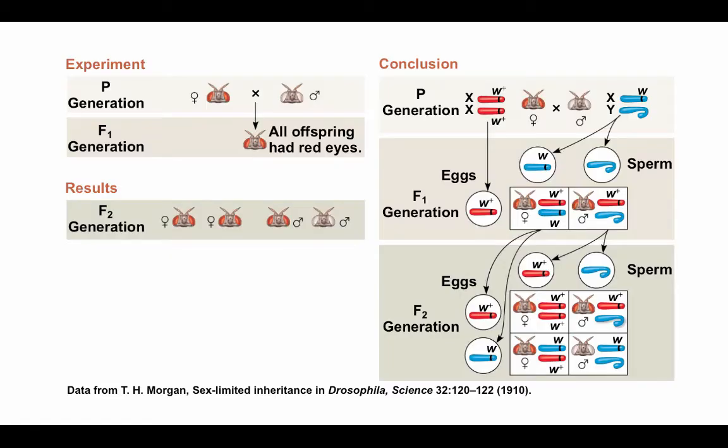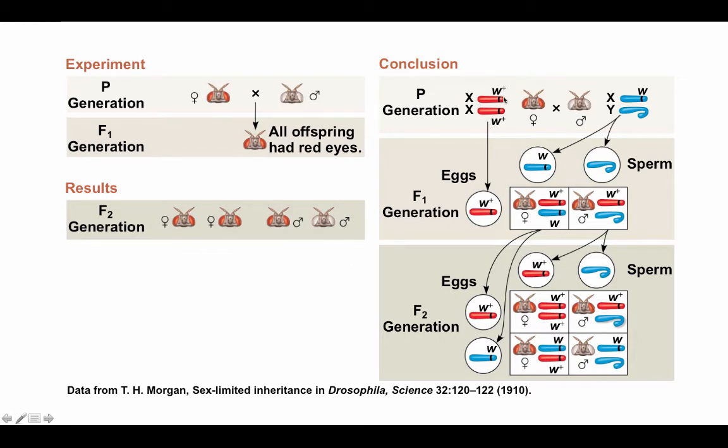So let's take a look at what happened in this cross. So here's the experiment. We had females with red eyes crossed with males with white eyes. All of those F1 offspring had red eyes. In the F2 generation, we get the 3-to-1 red to white ratio as expected, but again, all of the females were red-eyed and half the males were red and half were white. So here is what Morgan inferred from that.